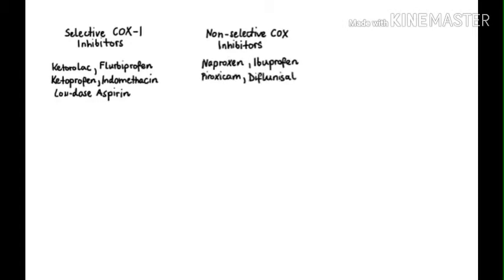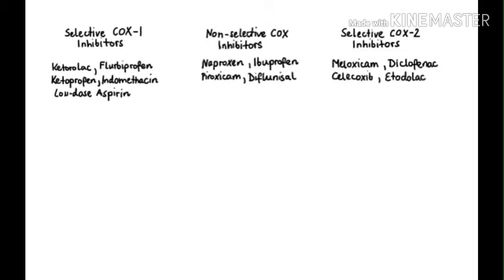First, selective COX-1 inhibitors, which include ketorolac, flurbiprofen, ketoprofen, indomethacin, and low-dose aspirin. In the second category, we have relatively non-selective COX inhibitors, which include naproxen, ibuprofen, piroxicam, and diflunisal. And finally, in the third category, we have selective COX-2 inhibitors, which include meloxicam, diclofenac, celecoxib, and etodolac. Now, this relative selectivity for the COX enzymes explains some of the differences in efficacy and safety of these NSAIDs.